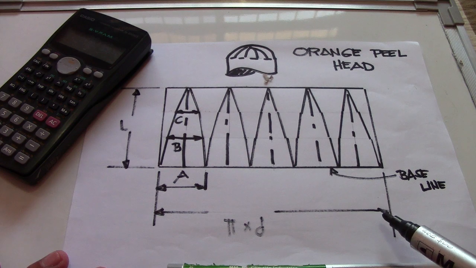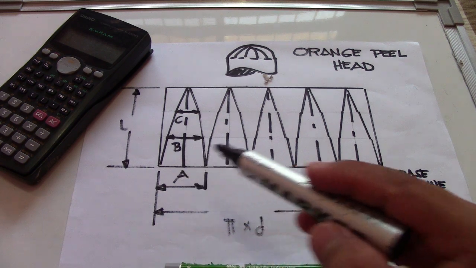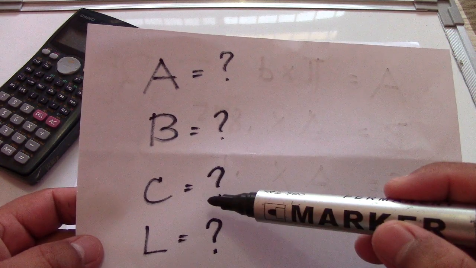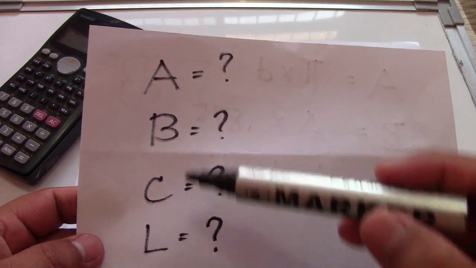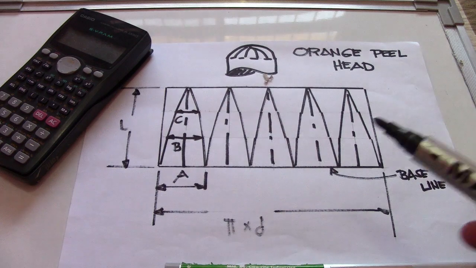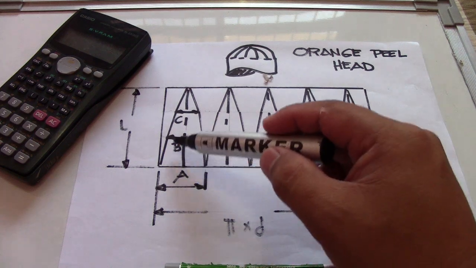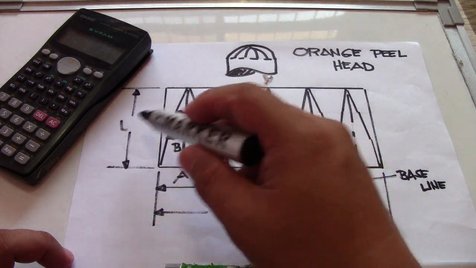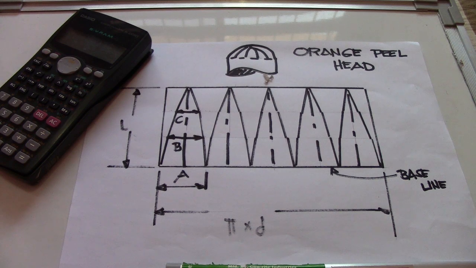Okay, and we will also compute this letter A. We have a question here, so this is the question: A, B, C, L. We will compute all these letters. We have a formula used for all of these, A, B, C, L. We will compute all these dimensions, the question marks here. So how do we compute them?